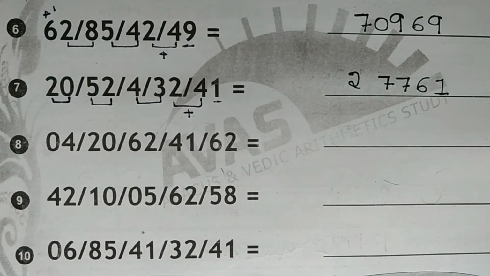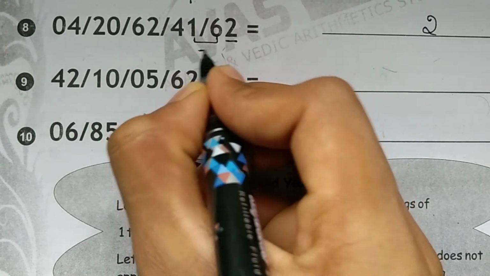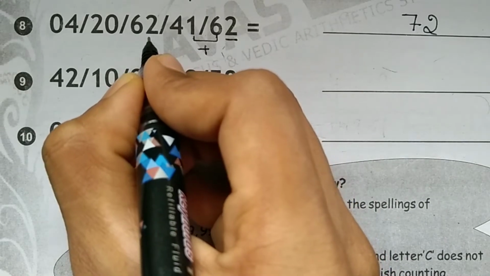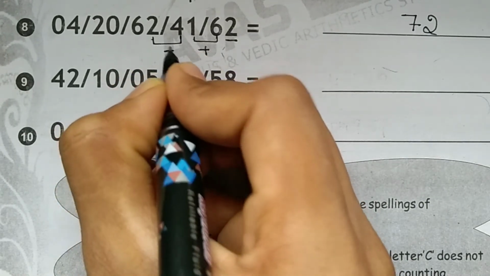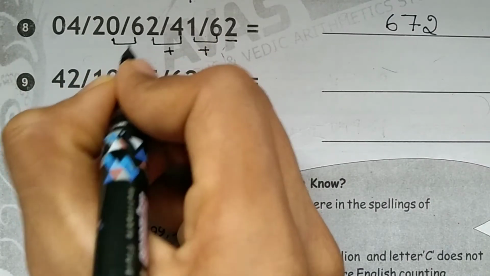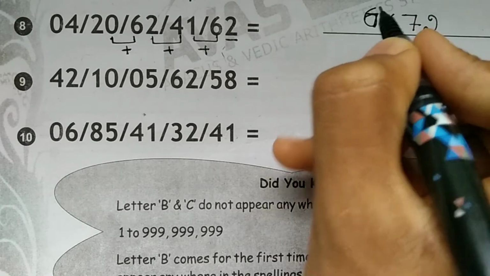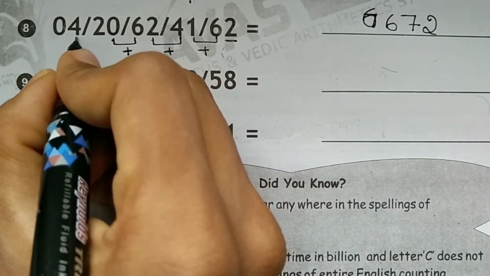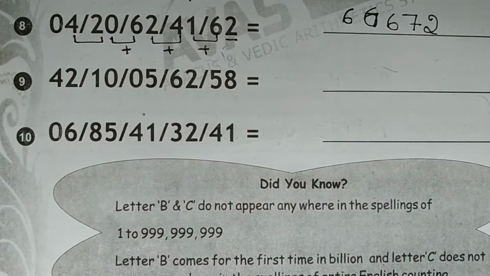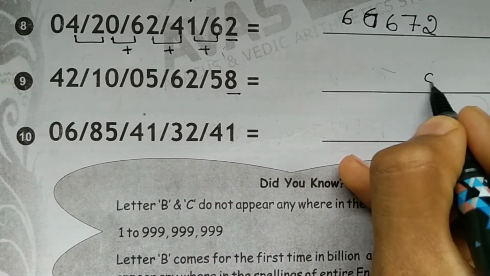Go to next problem. So last number is 2. Then 6 plus 1 is 7. Then 4 and 2, that is 6. Then 6 and 0, here 6. Then 2 and 4, that is 6. Remaining 0. Okay, its final answer is 66,672.